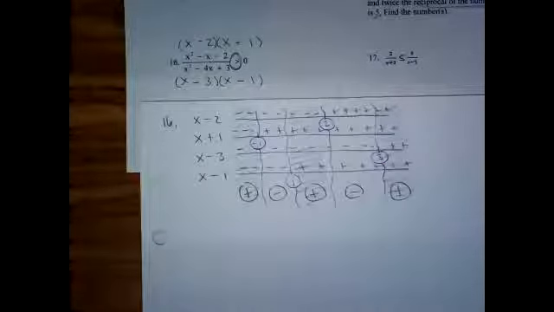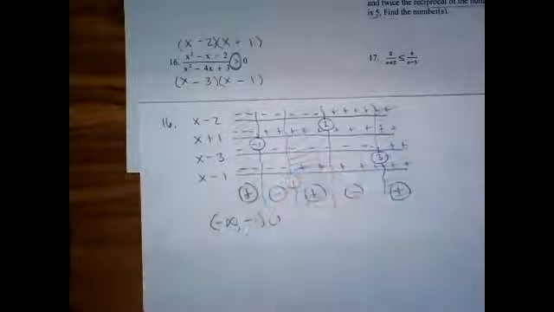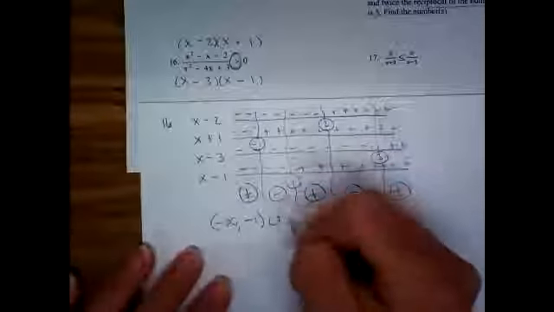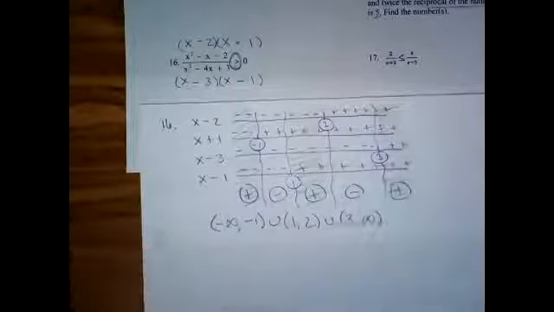And then bracket or parentheses. Good, because there's not an equal to, so they're all going to be parentheses. So this first section would be negative infinity to -1, union, and then what would the next one be? From where to where? Yeah, 1 to 2, union, 3 to infinity.